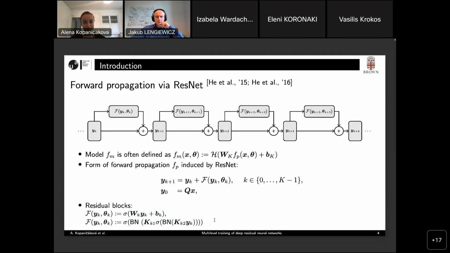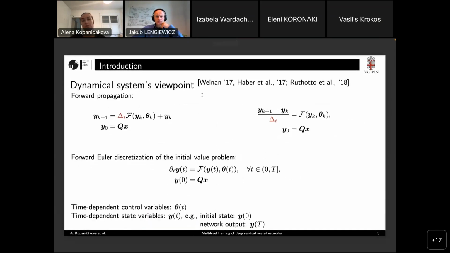In this work, we will rely on a dynamical system viewpoint, which was initially introduced in 2017, I believe. It comes from a very simple observation: if we take the equation of forward propagation through the ResNet, append some small scalar, let's call it delta t, in front of our nonlinear function f, and reorder the whole equation, we end up with the following formula.